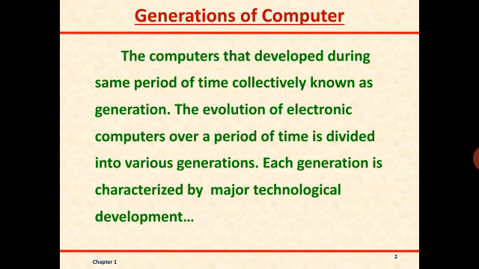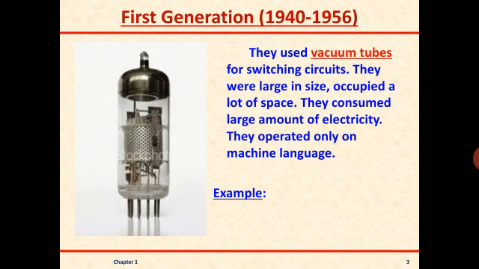So, in today's class, we are going to learn the 5 different categories of generations and how these generations helped to develop today's smaller, economical and powerful computer device. The first generation is between the year 1940 to 1956.